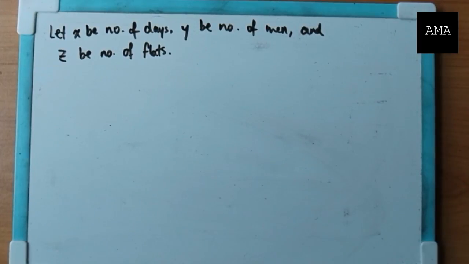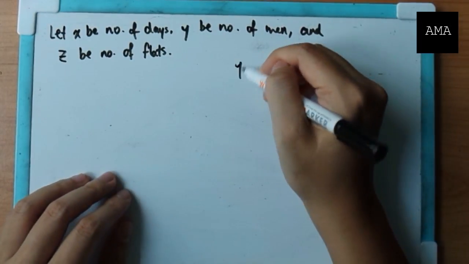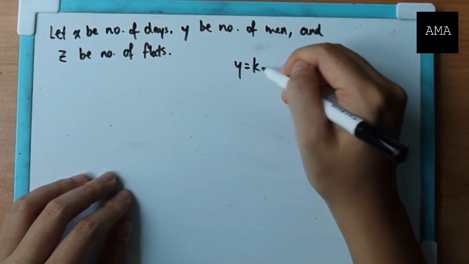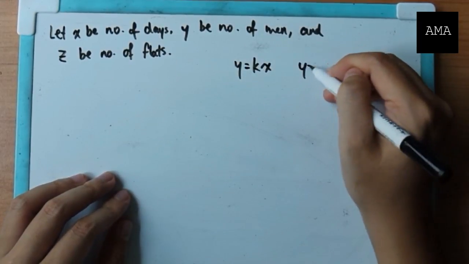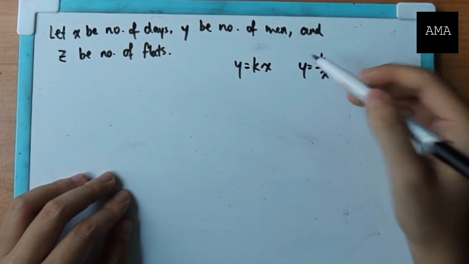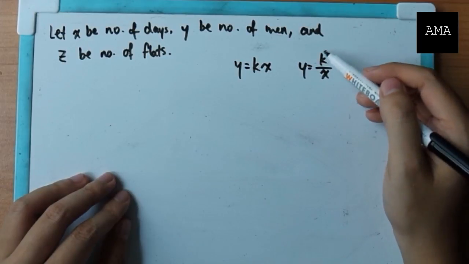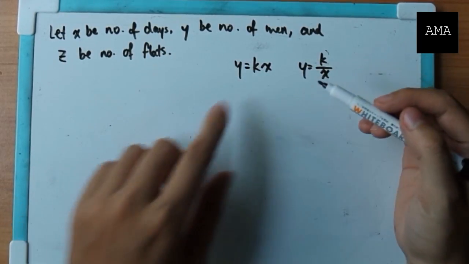Okay, so this question is a little interesting because you have 3 variables. You're given days, men, and flats. Usually when you have only 2 variables, proportion questions are very straightforward because you just have to substitute into your appropriate formula, right? This is for direct, this is for indirect.